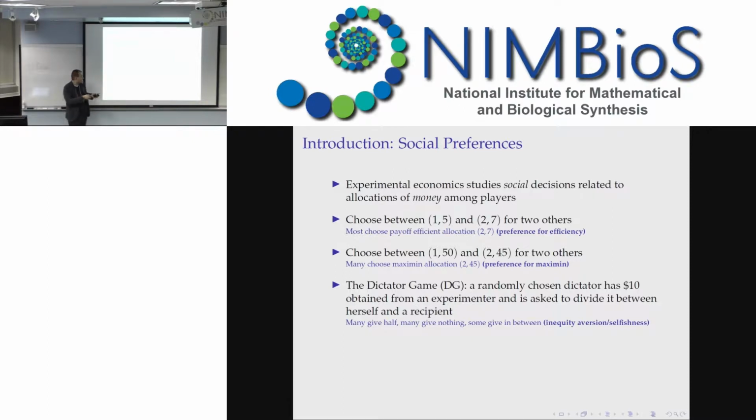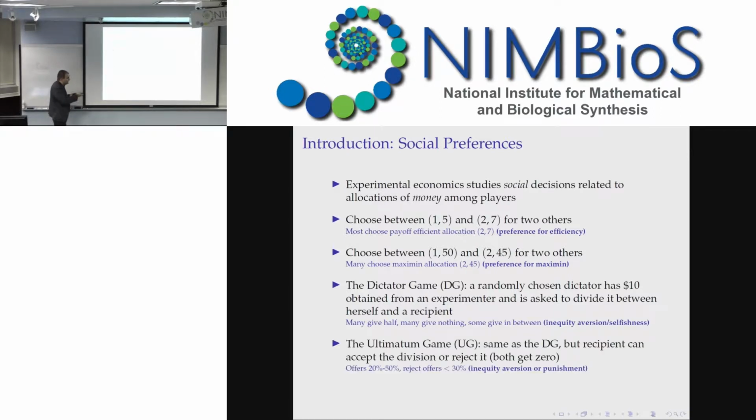This is explained in standard behavioral economics by inequity aversion and selfishness. Some people have inequity aversion, so they give half. Some are just selfish, so they give nothing. Then the ultimatum game, which is the same only with the possibility of rejection, as you all know. What happens here is that people give something between 20 and 50. People usually reject offers below 30%.